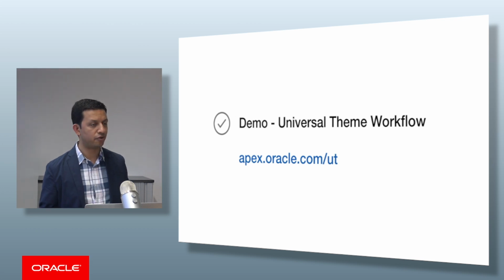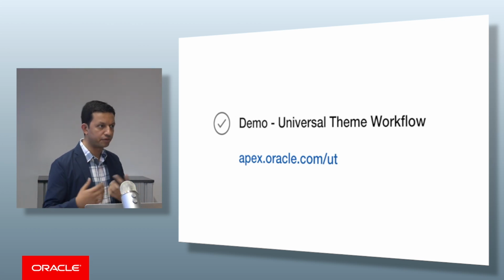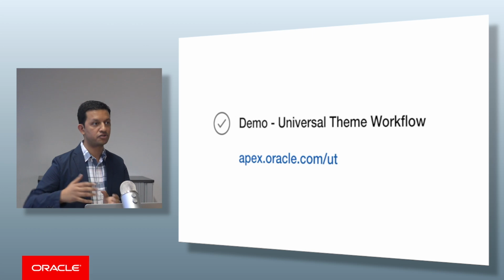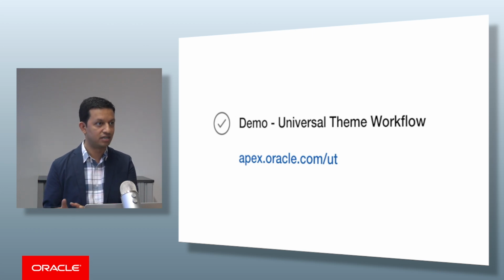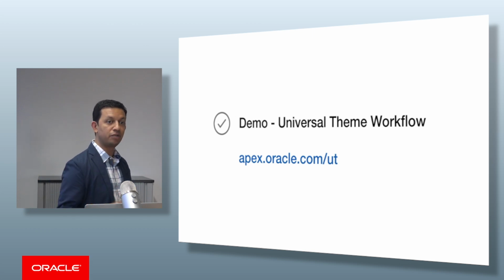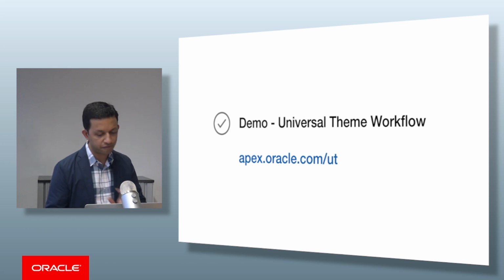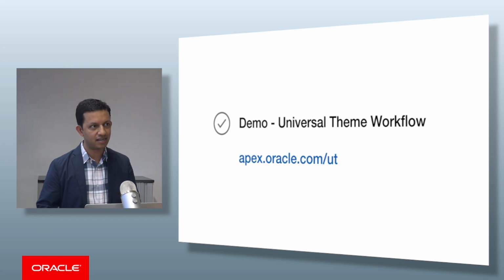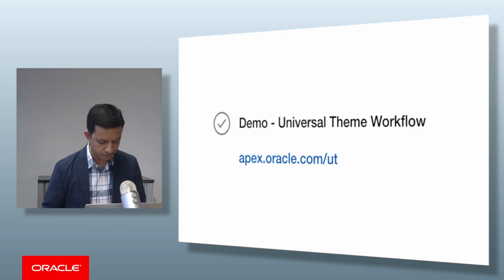But now I'm going to get into a demo, and I want to show you how I work with Universal Theme and how you can use the Universal Theme sample application to develop your applications faster. So this is a workflow of how you can use it. And then after a few minutes, I'll go into my actual what's new in Apex 5.2.